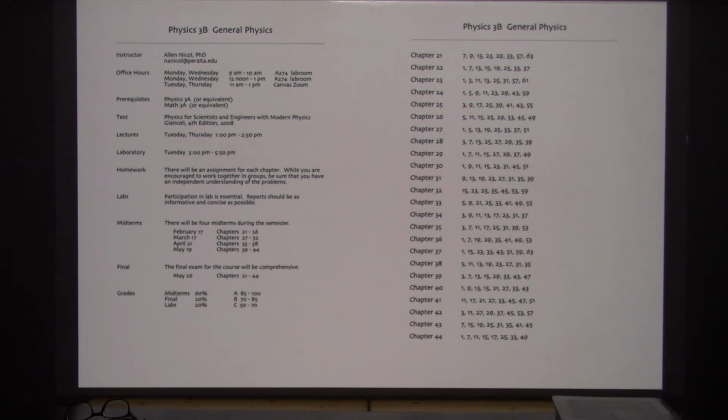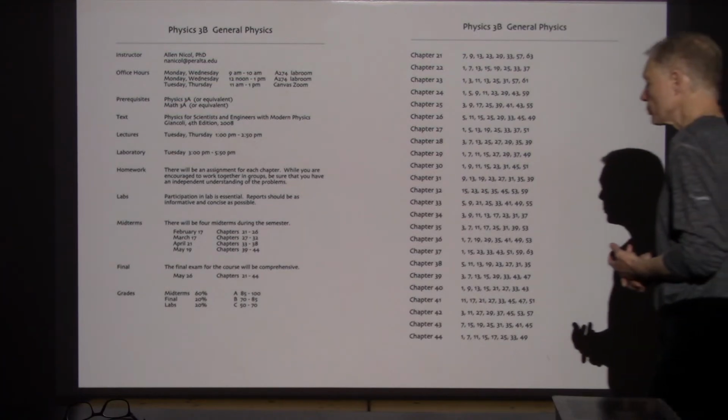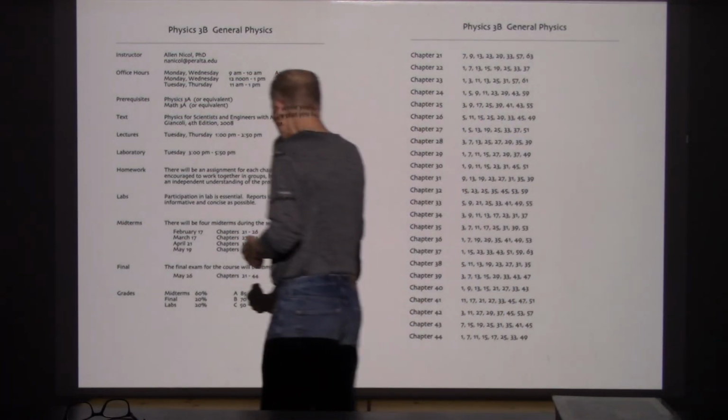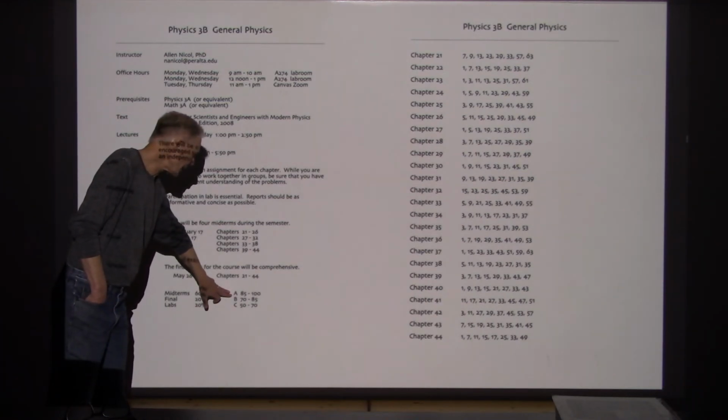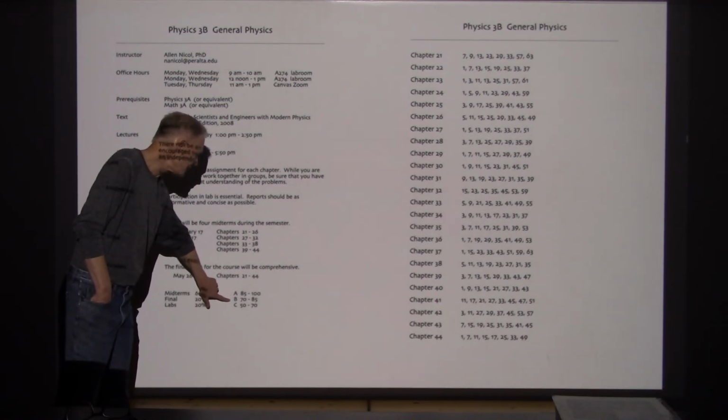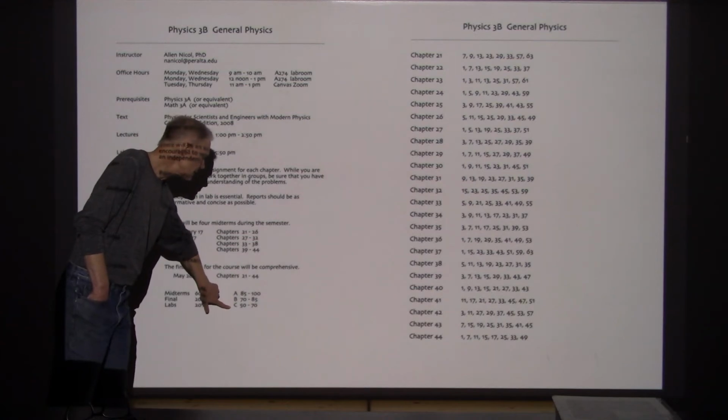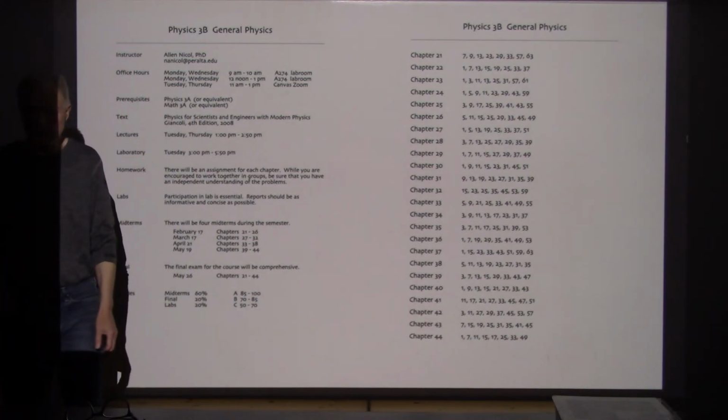What you guys are after is really being clear about how to set up and solve the problems that we have in the course. Now, the grading scale for the course, I've set it up so that 85 to 100 is an A, 70 to 85 is a B, 50 to 70 is a C.